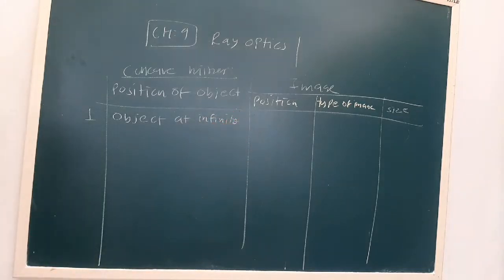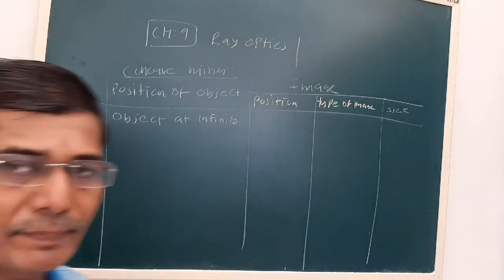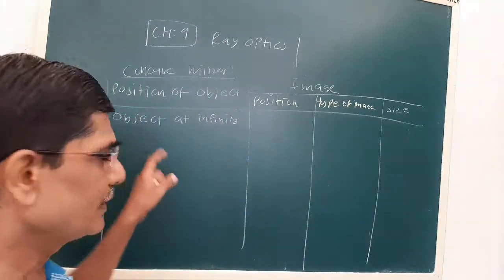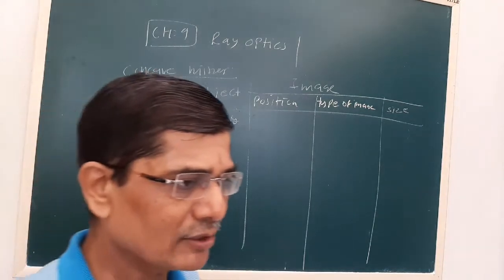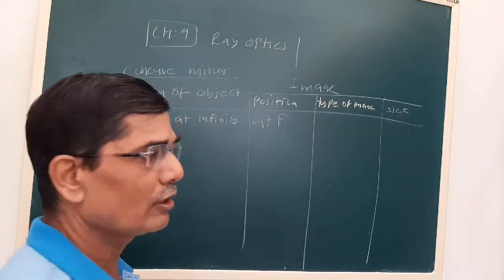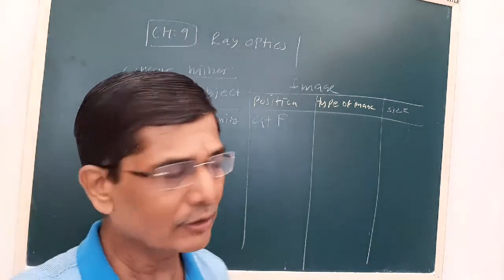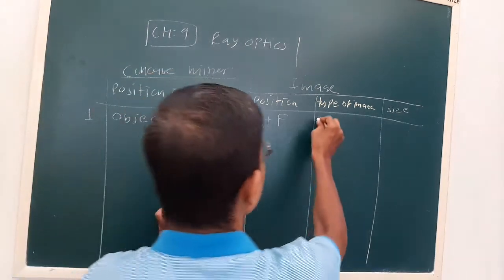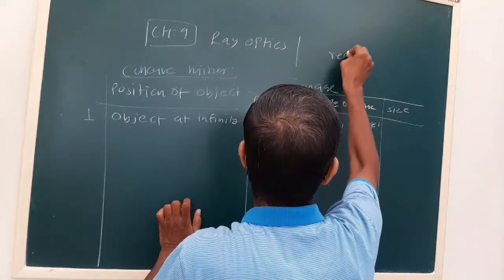Now, when the object is at infinity, the rays are considered to be parallel to the principal axis. When rays are coming from a very large distance, and here infinity is a very large distance, we can consider them parallel to the principal axis. After reflection, they will meet at F. The drawing of this diagram I leave to you, so your answer should come accordingly. Now, the image will be real and inverted. Remember, a real image is always inverted.